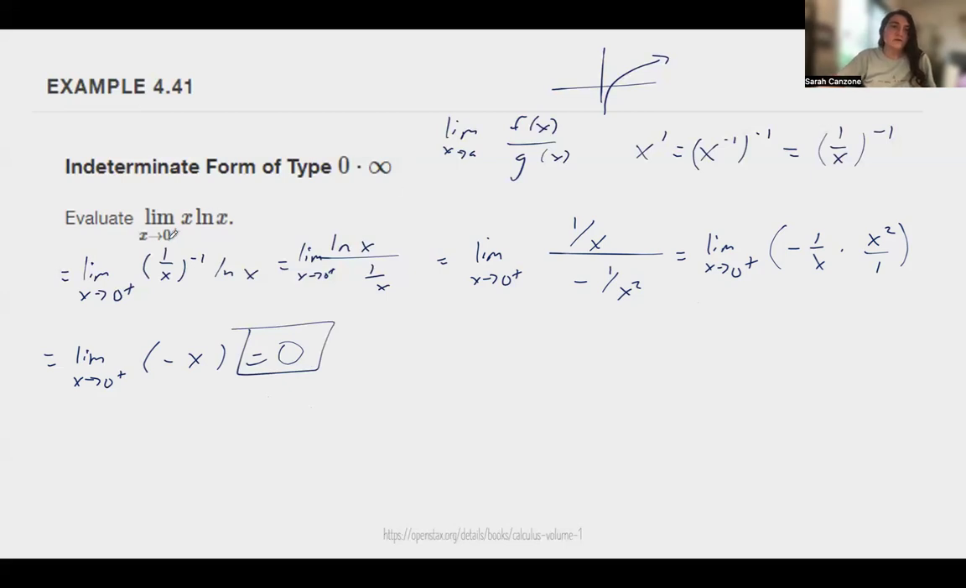So even though you may originally look at this and be like, oh, it's 0, because this is in indeterminate form, we can't say that 0 times infinity is necessarily 0, but we can show that this specific question will have a limit of 0.